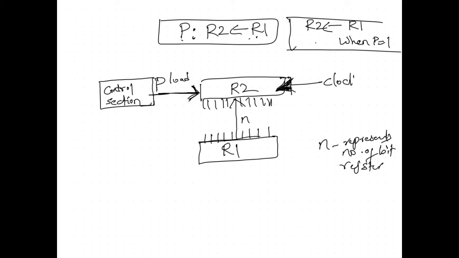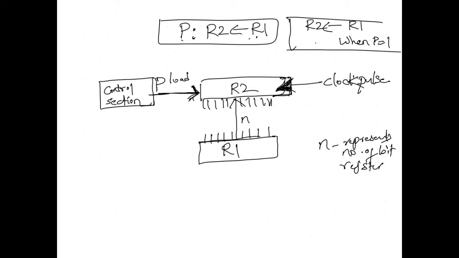So finally we'll just have a summary. The contents of R1 will move to R2 when the load signal gets activated. When will the load signal get activated? When P is equal to 1. When will P be equal to 1? That depends upon the clock pulse. See here, when will P be equal to 1?